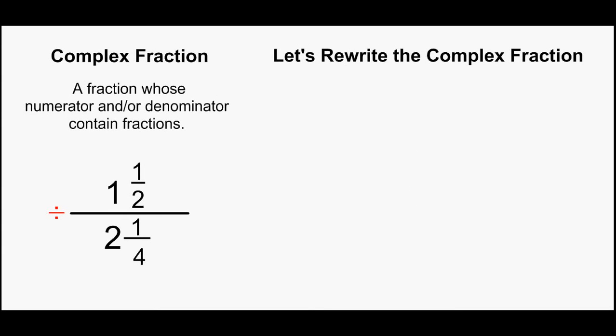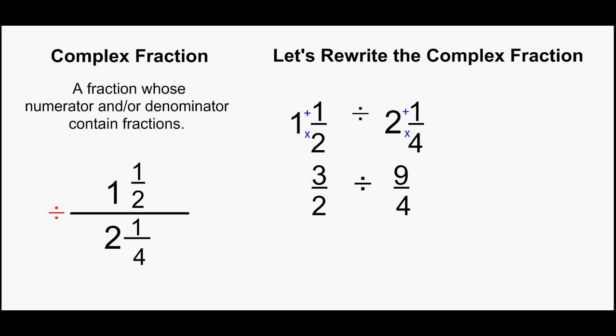In our last problem with complex fractions, we have a mixed number in the numerator, 1 1/2, and a mixed number in the denominator, 2 1/4. Let's write this as a division problem, 1 1/2 divided by 2 1/4. We need to change our mixed numbers to improper fractions. 1 1/2 becomes 3/2. 2 1/4 becomes 9/4.